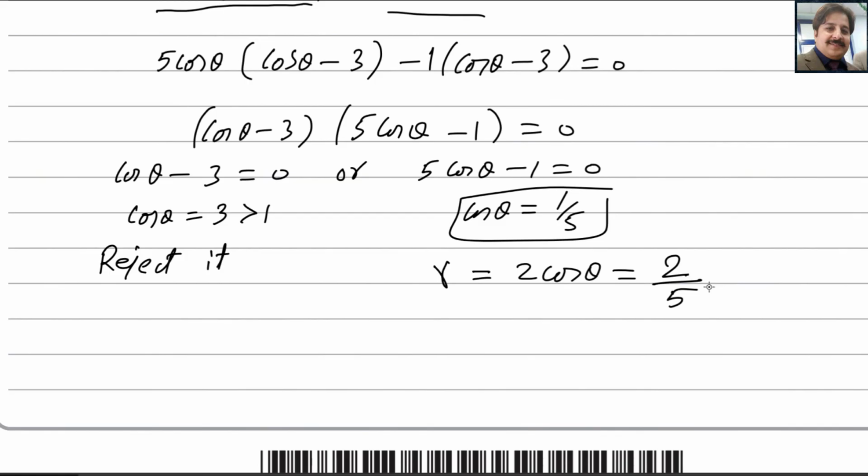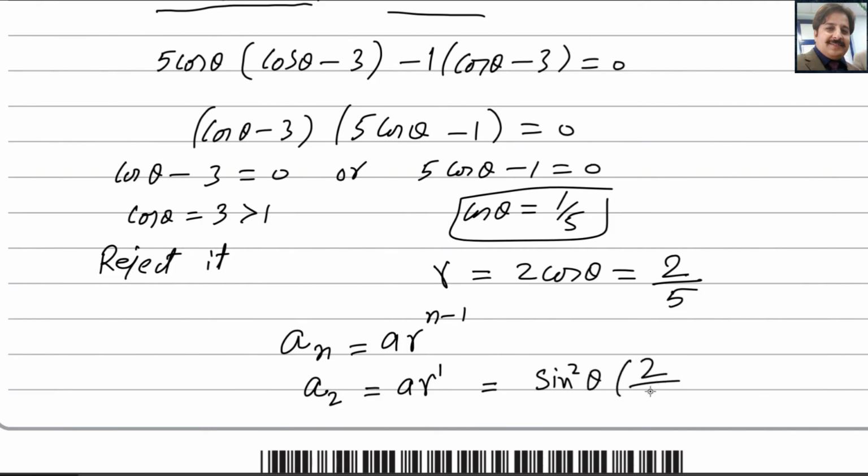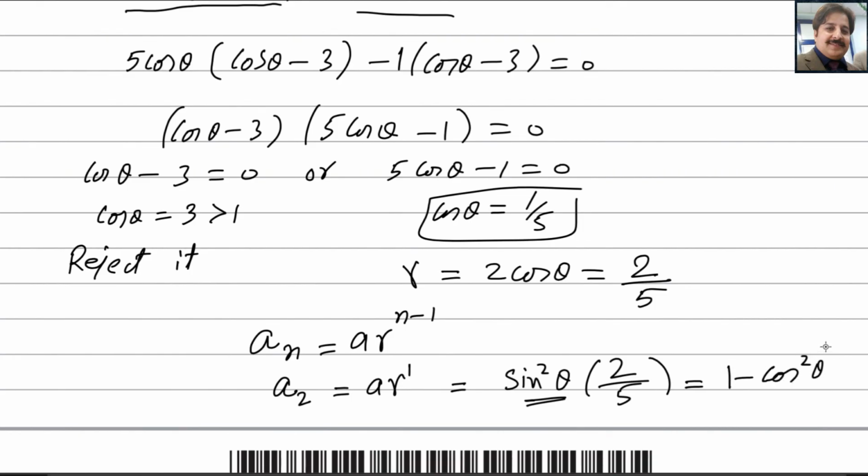The second term, if you remember the formula for the nth term, is a r to the power n minus 1. For the second term, it will be a r only. Plug in the values: a is sine square theta and r is 2 over 5. We don't have the value of sine square theta, so convert it in terms of cosine square theta: 1 minus cosine square theta, times 2 over 5. Hopefully you understand what I am doing.